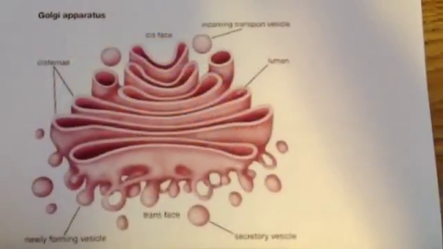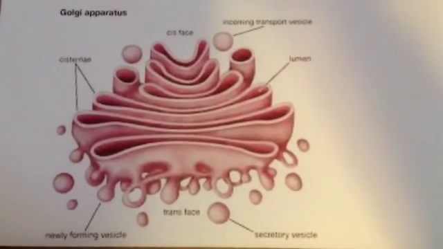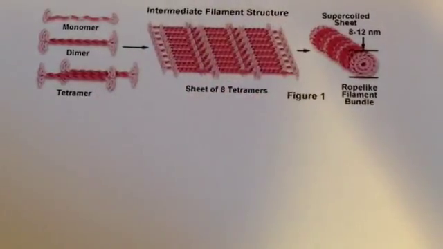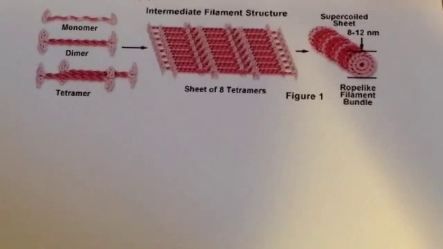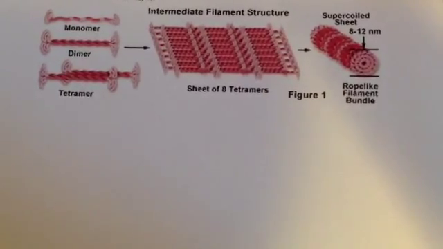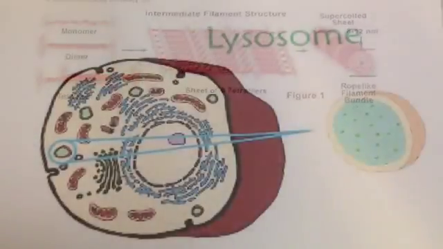The Golgi apparatus is an organelle in eukaryotic cells consisting of stacks of membranous sacs that modify, store, and ship products of the endoplasmic reticulum. An intermediate filament is an intermediate-sized protein fiber that is one of the three main kinds of fibers making up the cytoskeleton of eukaryotic cells. Intermediate filaments are rope-like, made of fibrous proteins.